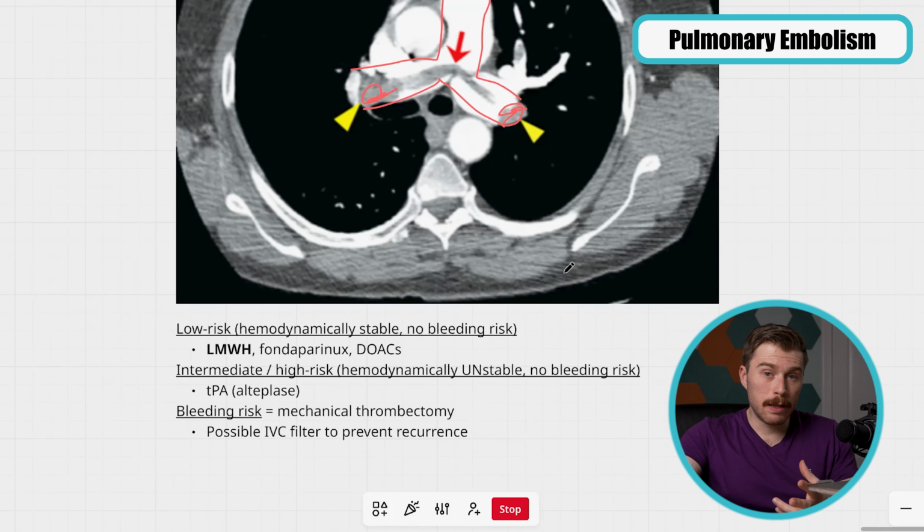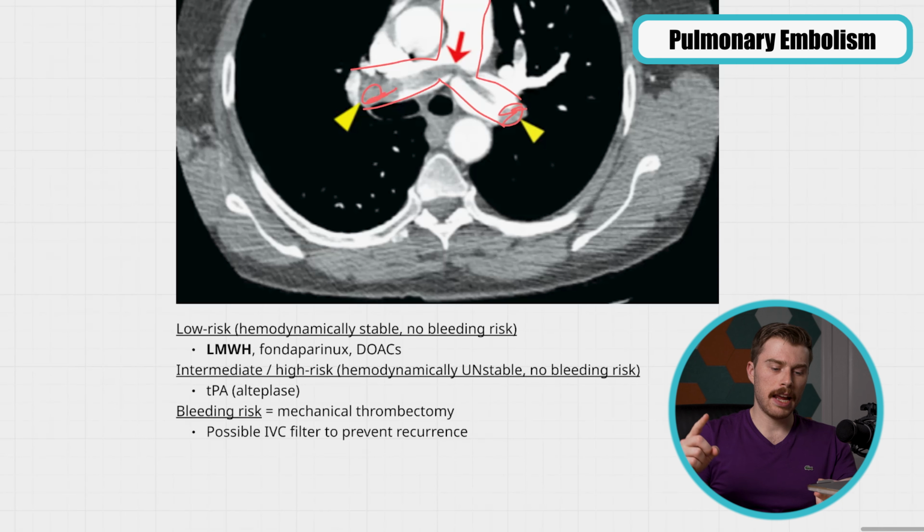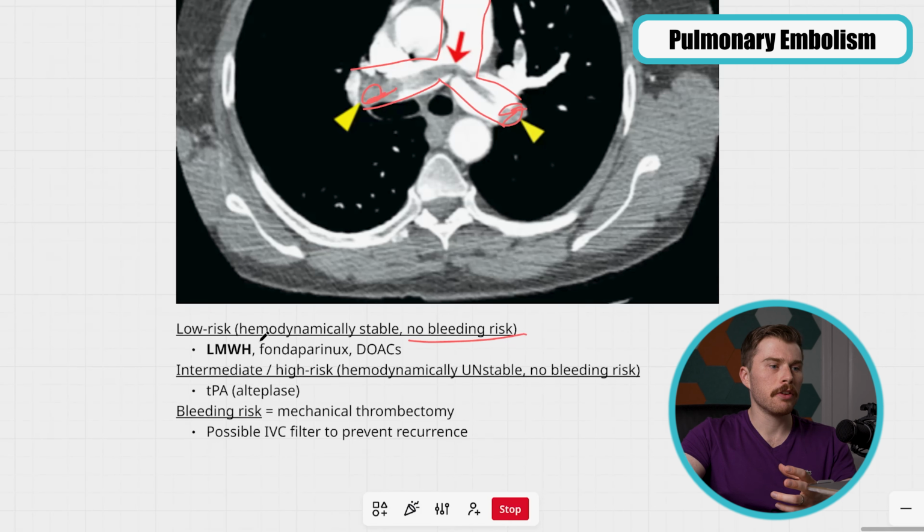So treatment for these depends on largely two things. If there's bleeding risk and if the patient is hemodynamically stable. If the patient is low risk, meaning there's no bleeding risk and they're hemodynamically stable, you're just going to treat it with low molecular weight heparin for the most part. If they're intermediate or high risk, or in other words, they're hemodynamically unstable and there has to be no bleeding risk, then you bring out the big guns. That's your TPA or alteplase.